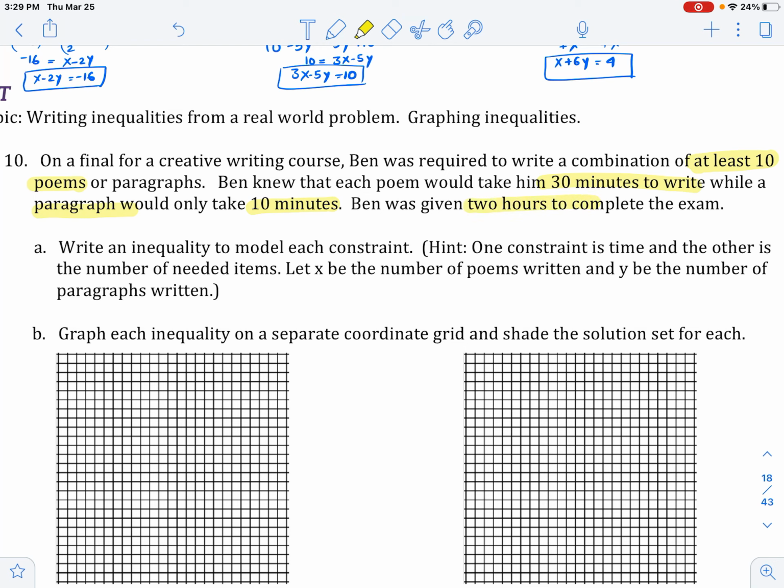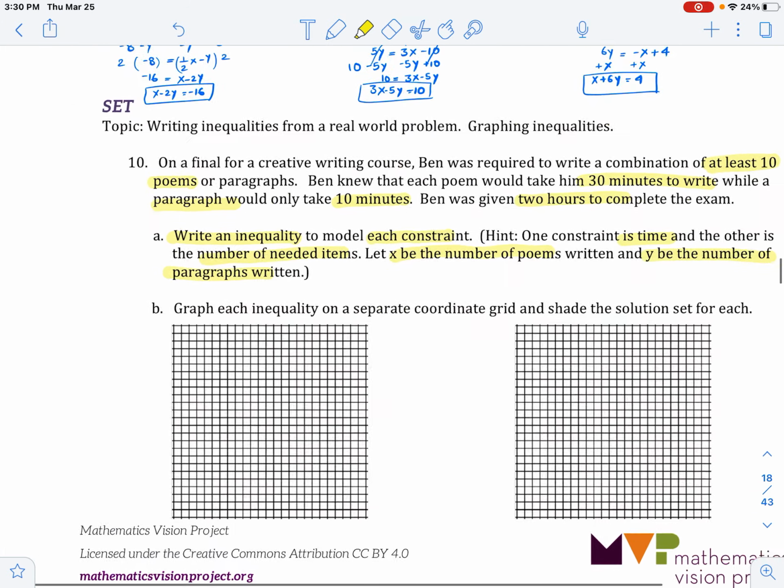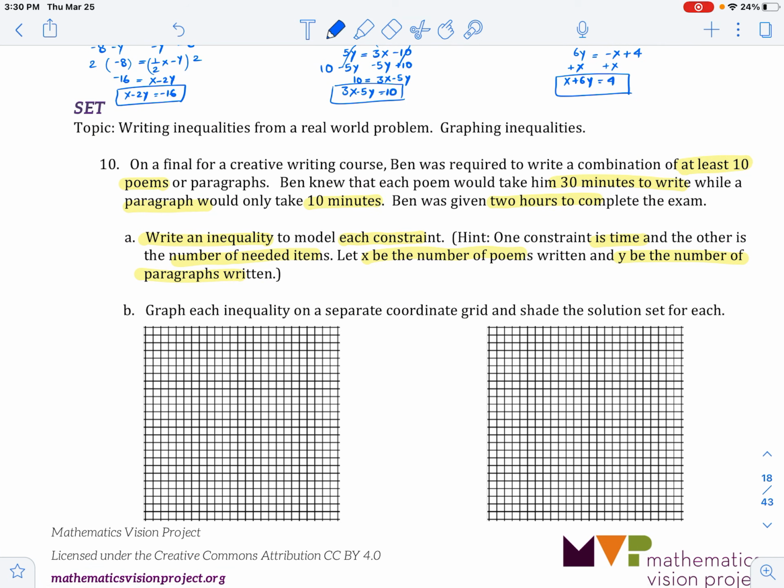Now, write an inequality to model each constraint. You have to talk about both constraints, and one constraint is time and the other constraint is the number of needed items, like how many poems or paragraphs. Let x be the number of poems and y be the number of paragraphs. So we have to graph. So I know x is the number of poems and y is the number of paragraphs. And here they talk about at least 10 poems or paragraphs. So it could be a combination of both.